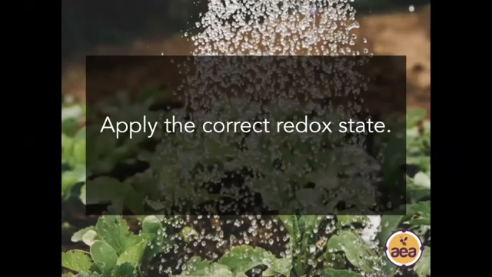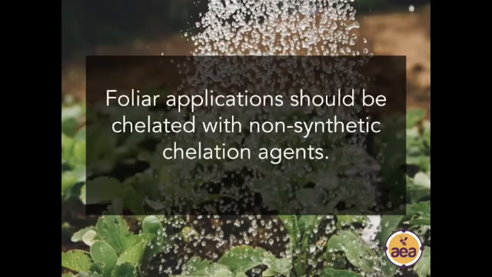But the key element is that they need to be converted to the reduced form and then chelated so that they stay in the reduced form. And this is particularly relevant for foliar applications and also for in-furrow applications at planting. Chelation is not optional. They need to be chelated, and there are 2 reasons for why chelation is not optional.